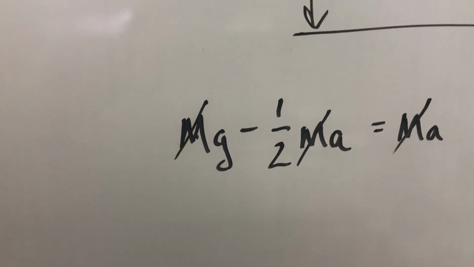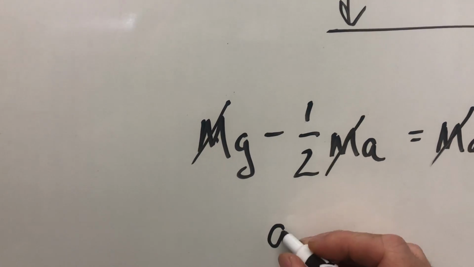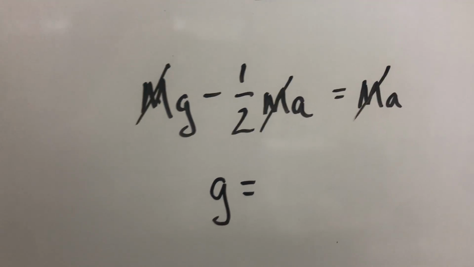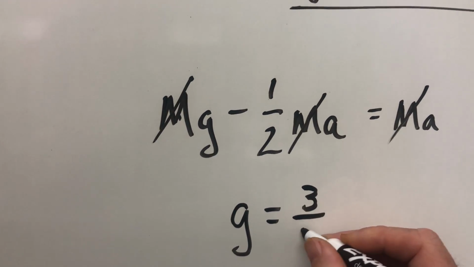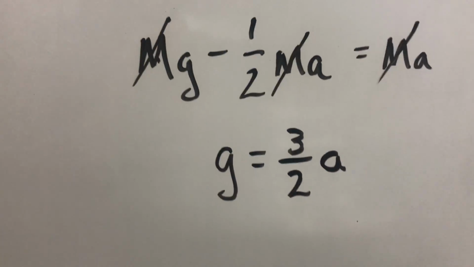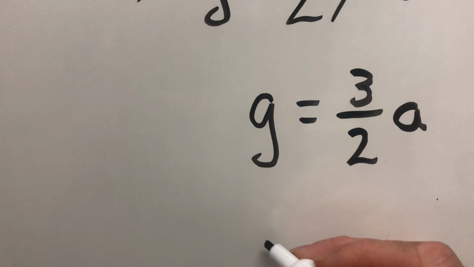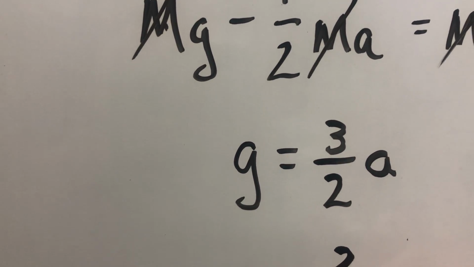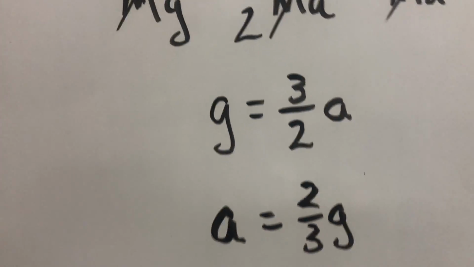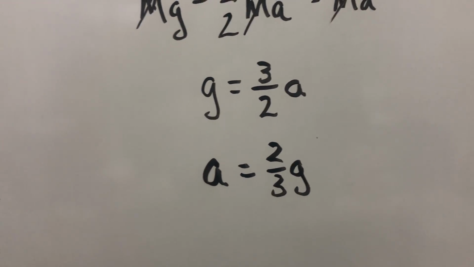So I'm going to add that to both sides. And wow, this is kind of neat. So this means that g is equal to, if we bring that over, 3/2 a. Or most books are going to ask you to solve for the acceleration. So that acceleration is equal to 2/3 of g. And now that would be also our acceleration for our center of mass as well.